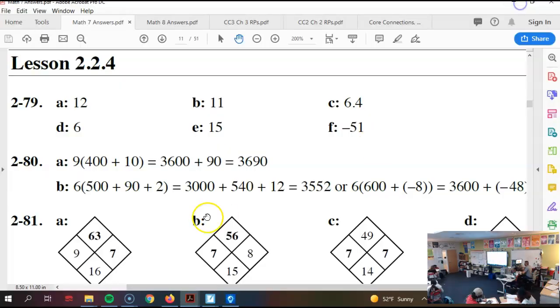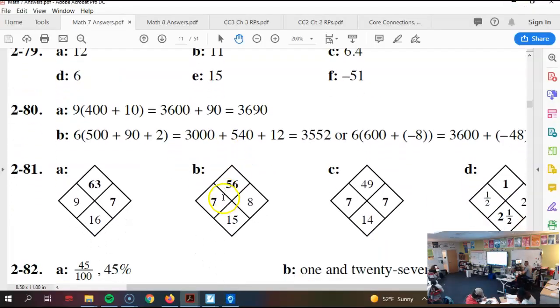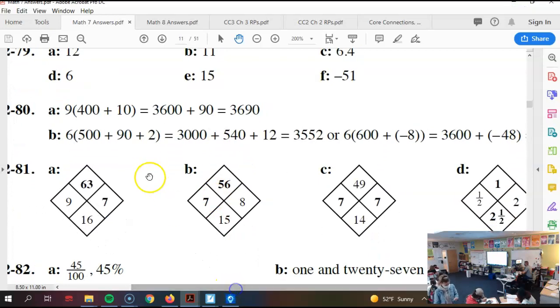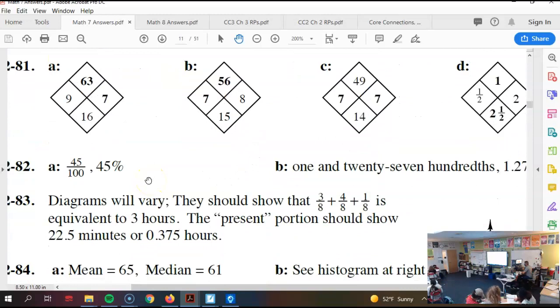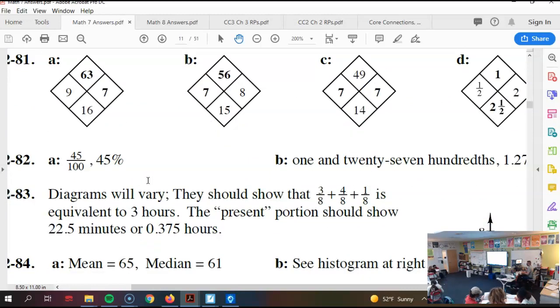All right, back to our answer key here. We got some magic diamonds. The top is the product, right? It comes from multiplication. We're going to do 84 together. So if you got a question on 84, we're going to do it together here in a second.